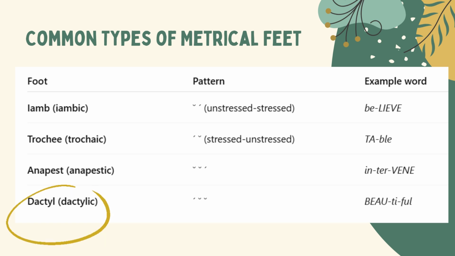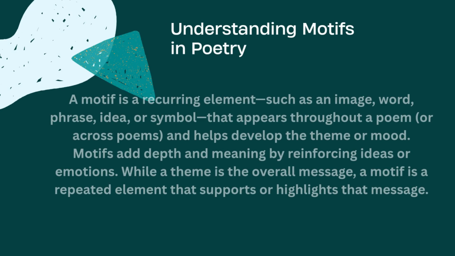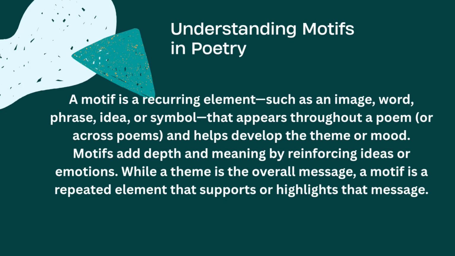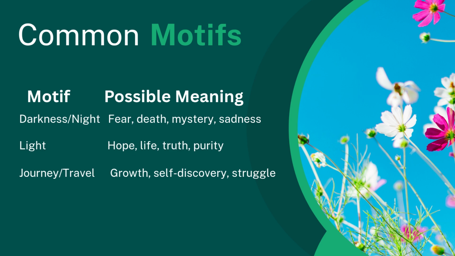Aside from pattern, we should also understand the motif of the poem. A motif is a word, image, or idea that keeps popping up throughout the poem. It helps shape the mood and supports the theme. Some examples of motifs could be light and darkness, seasons, love and nature, or even journey and movement.